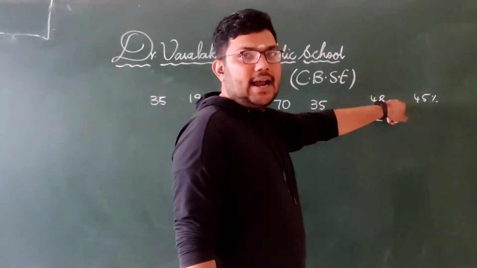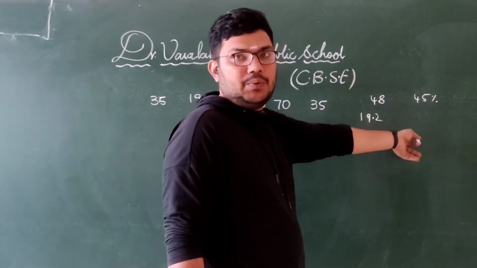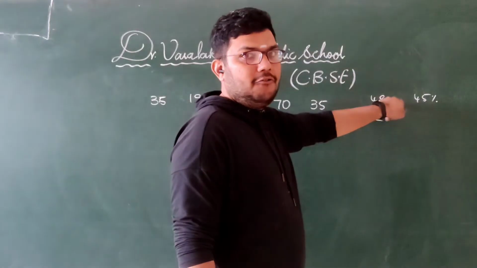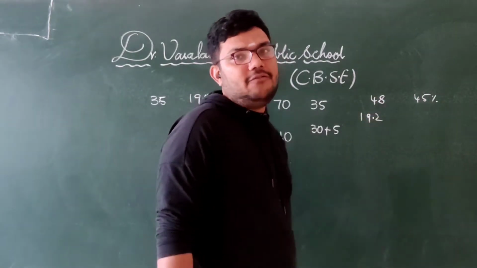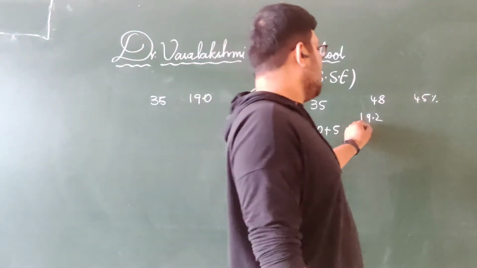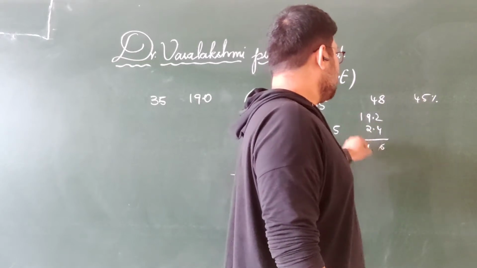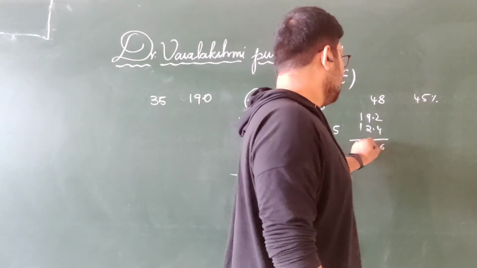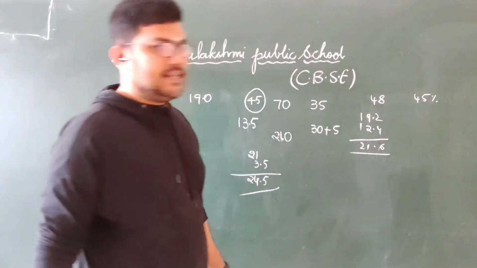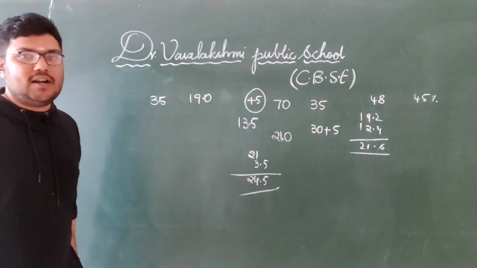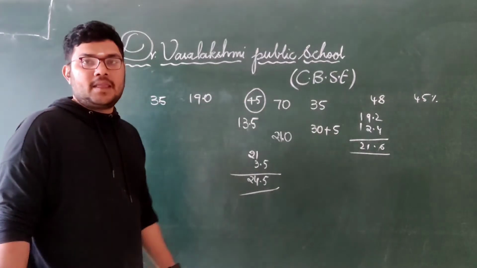And for 5%, first calculate 10% and divide by 2. So 10% is 4.8, half is 2.4. I am adding 2.4 here: 19.2 plus 2.4 is 21.6. Hope you guys have understood this percentage trick.